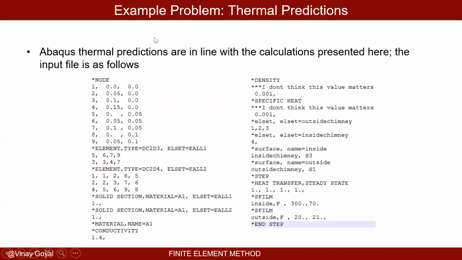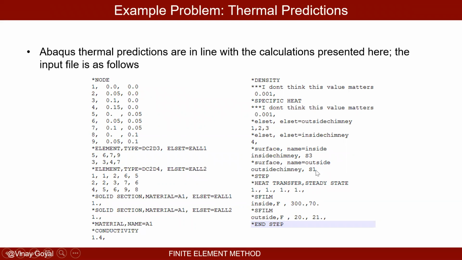How can you do this in Mathematica? Provide the nodal values, use the heat transfer elements. I use the same nodal connectivity I did in the problem statement. I will use aluminum. Conductivity is 1.4. Density, this doesn't matter, right? Because there's no time dependence. Inside the chimney and outside the chimney, I will select some elements here so I can apply a surface heating, S3 and S1.